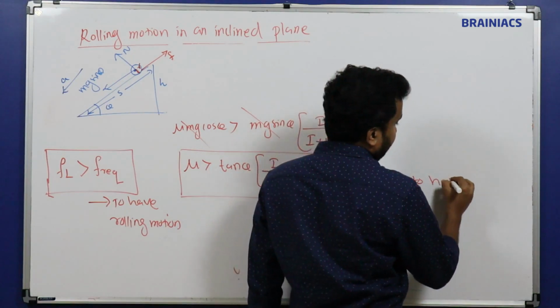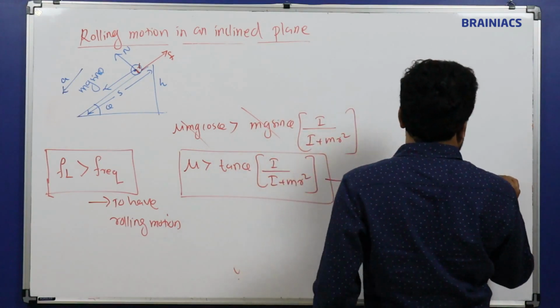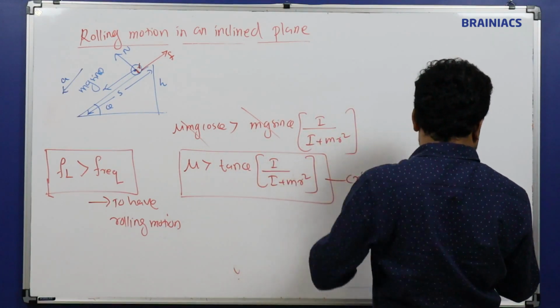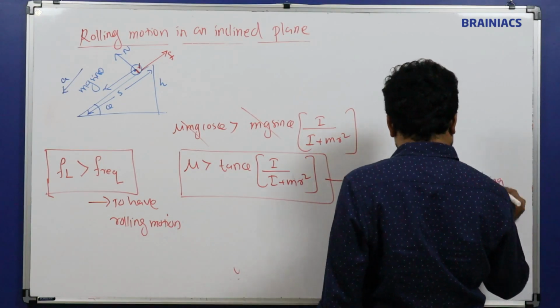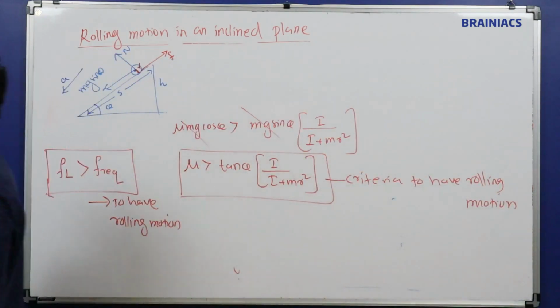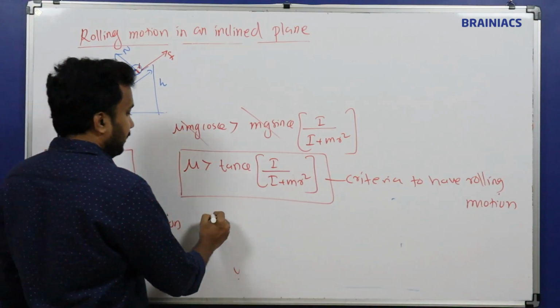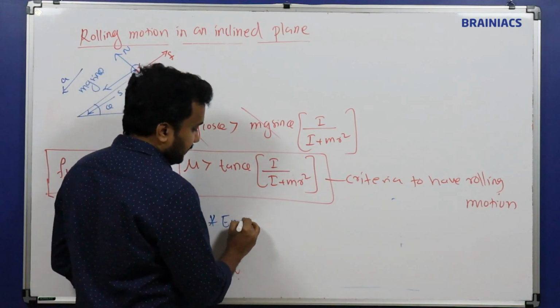Criteria to have rolling motion. If this condition is not met, there is no rolling motion. That's all. This is the criterion to have a rolling motion. Okay, next one more key point: the energy conservation principle.